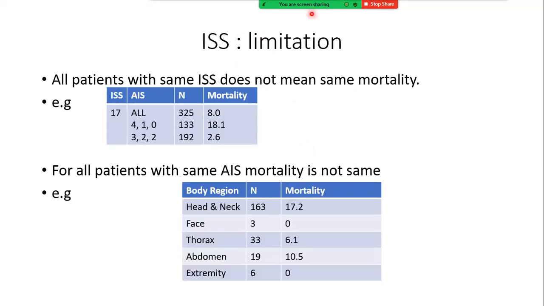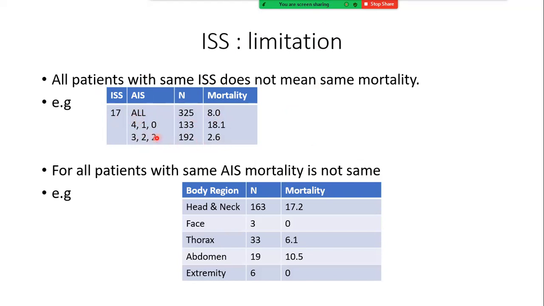So what are the limitations of ISS? All patients with the same ISS does not mean the same mortality. Suppose the ISS is 17 for these patients. One has an AIS of 4, 1, and 0. If you square them, the ISS will be 17. A patient having an AIS of 3, 2, 2, if you square and add them, the ISS will also be 17. And for these patients, the mortality was different for 4, 1, 0 than 3, 2, 2.